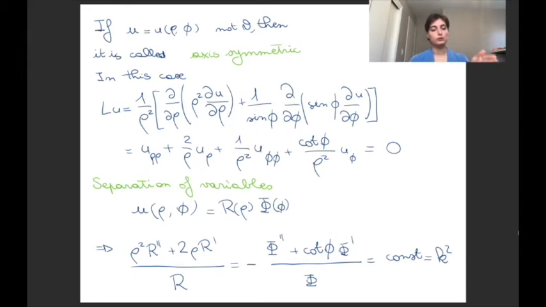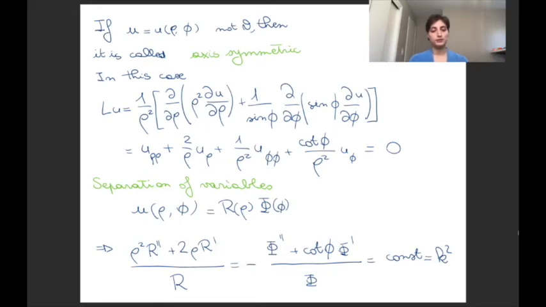So it's u rho rho, the second derivative with respect to rho of u, plus 2 over rho u rho, plus 1 over rho squared u psi psi, the second derivative with respect to psi of u, and cotangent of psi divided by rho squared times u psi. And we are setting all of this equal to 0. We claim that in this situation, we can use again separation of variables. So we're going to split u as a function of rho and psi in two functions, r being a function of rho and capital psi being a function of psi.